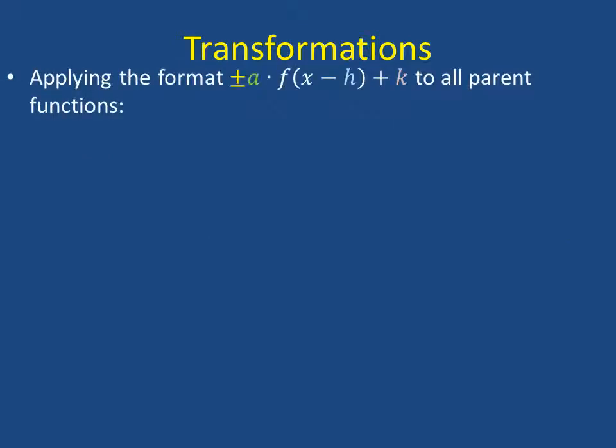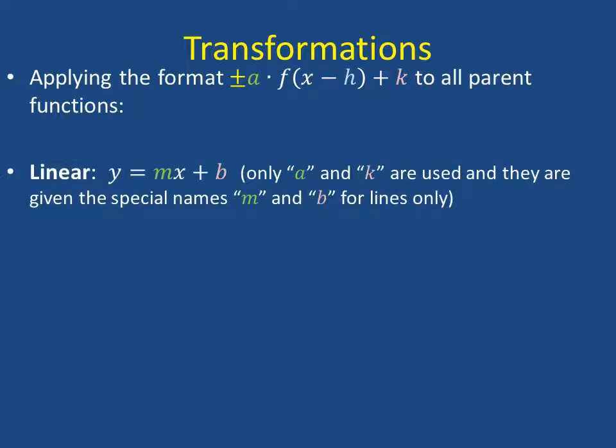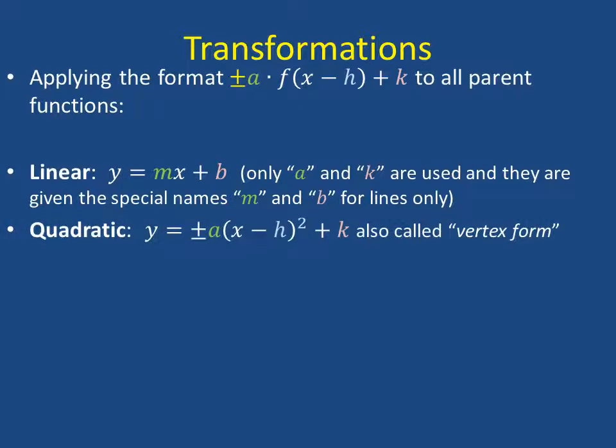So we can apply this same general format to all the parent functions that we've studied. Now for the linear function, we're going to replace a with the letter m and k with the letter b. We use y equals mx plus b because those letters m and b are special names given to the line because of the line's special properties. But keep in mind that the slope m is really the same thing as a, and the y-intercept b is really the same thing as k.